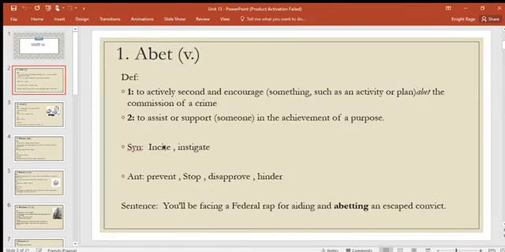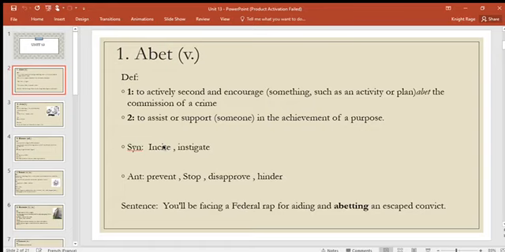Abet. It's a verb and it means to actively second and encourage someone or something, such as an activity or plan, to abet the commission of a crime, for example, or assist someone to do something wrong, in particular to commit a crime or other offense, or to assist or support in the achievement of a purpose in another context.